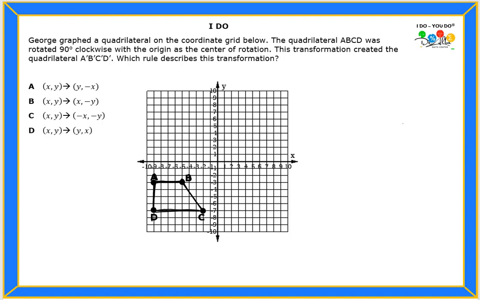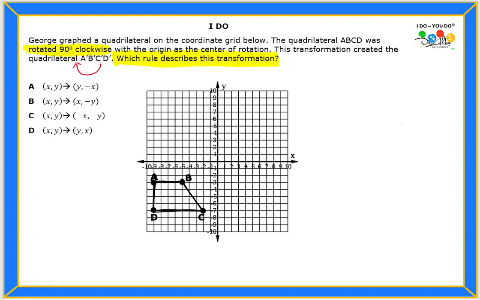So we're looking for the rule that describes the transformation. And the transformation that they're talking about is described as a rotation of 90 degrees clockwise. And the origin is going to be the center of the rotation. Okay? So clockwise means that my movement needs to go something like this.